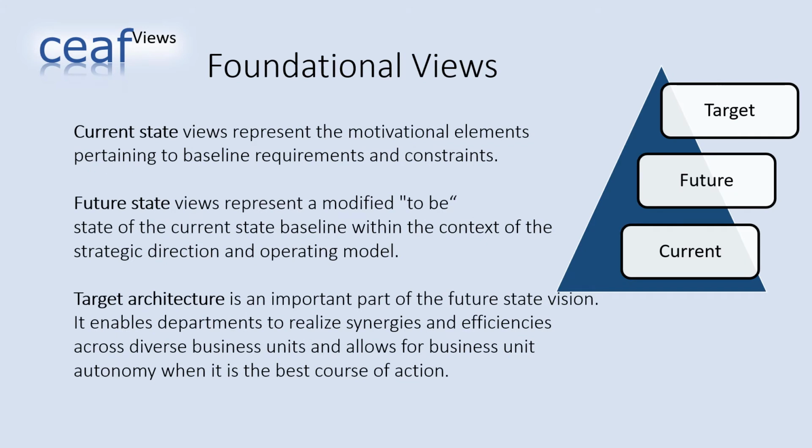Three foundational views are presented: current, future, and target state architecture views. Current state views represent the motivational elements pertaining to baseline requirements and constraints. They're important to an enterprise in that they establish or verify what business and technology resources are being used to support the achievement of strategic goals. This becomes a reference baseline, much like an inventory, that then supports planning for the future architecture.